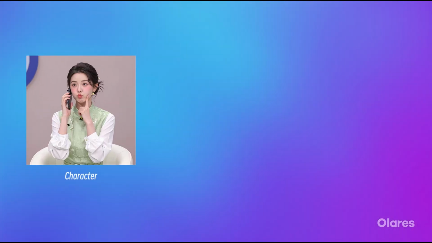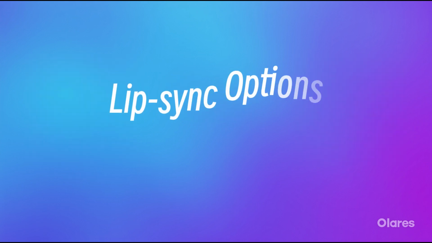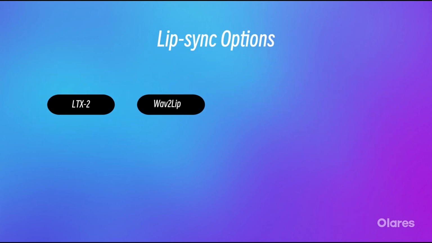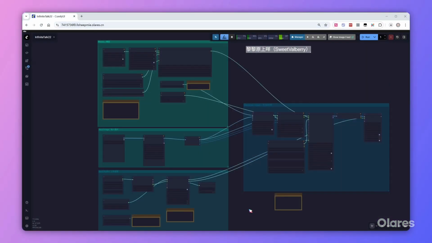With portraits and audio ready, the next step is to make the static images speak. There are several methods such as LTX2 or Wave to Lip. Right now, I prefer Infinite Talk for its speed and quality. Load the Infinite Talk workflow in ComfyUI. In the earlier video generation lesson, we covered this workflow in detail, so here we apply it directly.